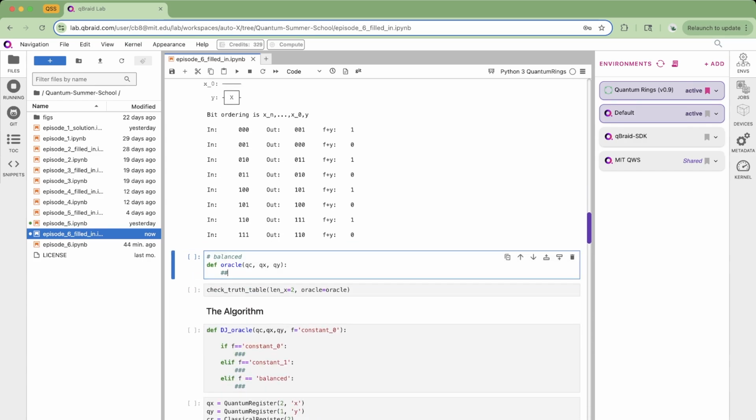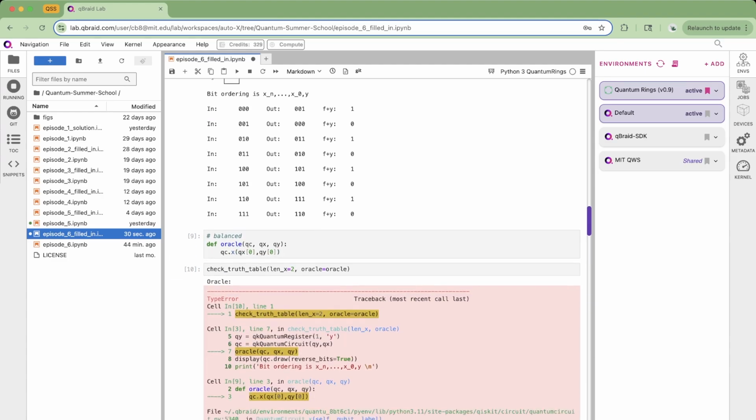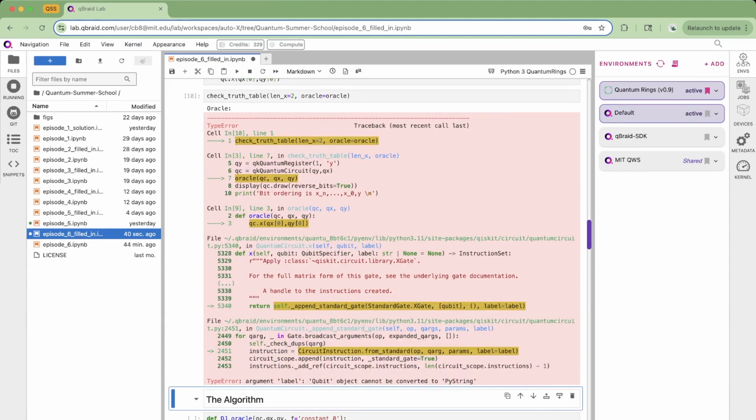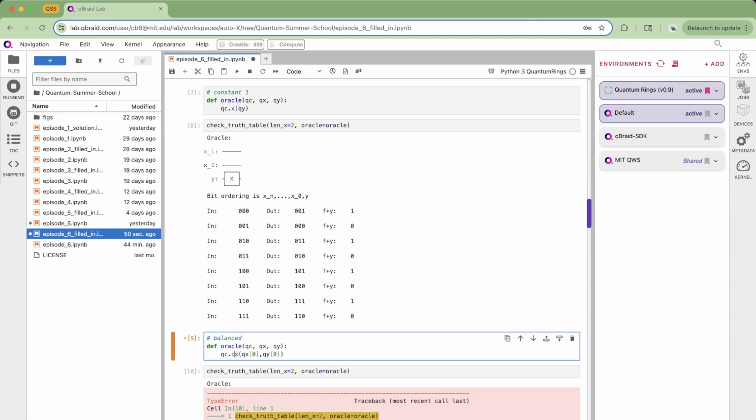Now, if we want to make a balanced oracle, then in order to do that, we need whether or not y is flipped to depend on x. And so we can do that with a controlled NOT gate, like how we just saw. So there's lots of ways that we can do this, but one way is we could just apply a CNOT controlled on the 0th qubit of x, targeting qubit y. Oops, that was a typo.